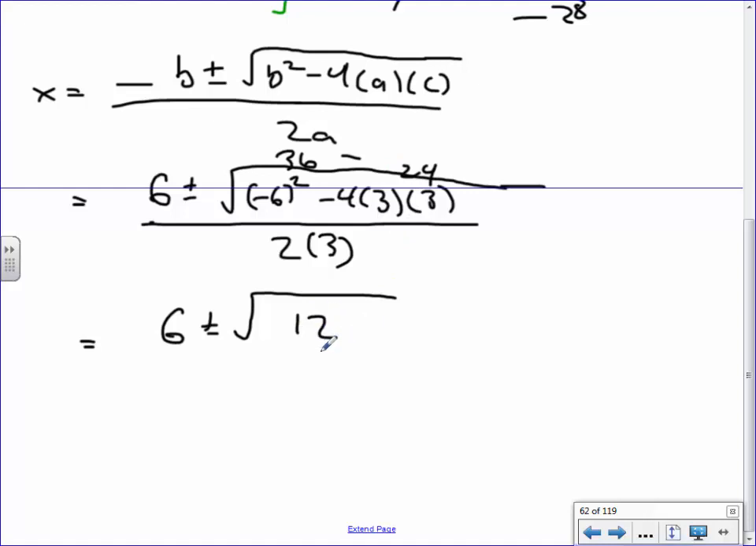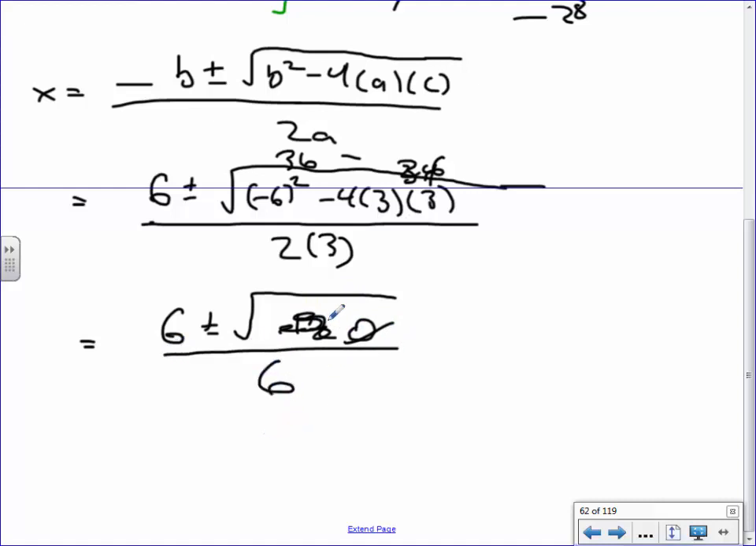Did you guys get that, or did I screw this up? 4 times 3 is... You're right, sorry. Thank you. That's why I was wrong. Okay, so this is actually 0, isn't it? And then on the bottom, that's 6.